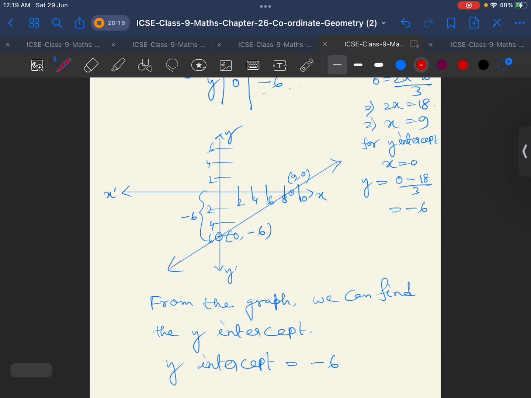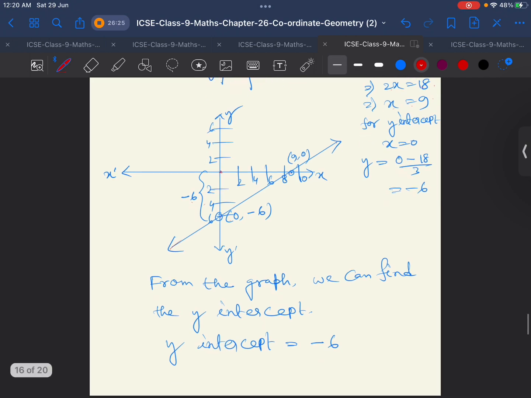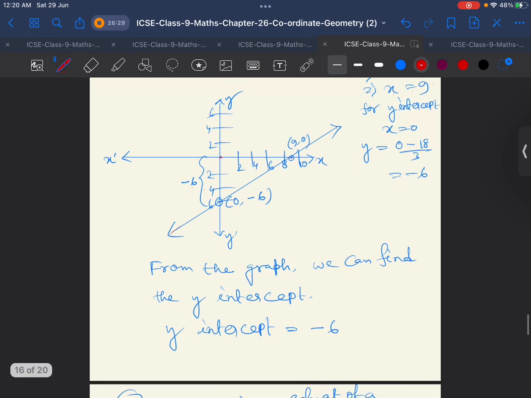Here you see the y-intercept is minus 6. The distance from the origin to this point is minus 6. This point is below the origin. So the y-intercept is negative here.